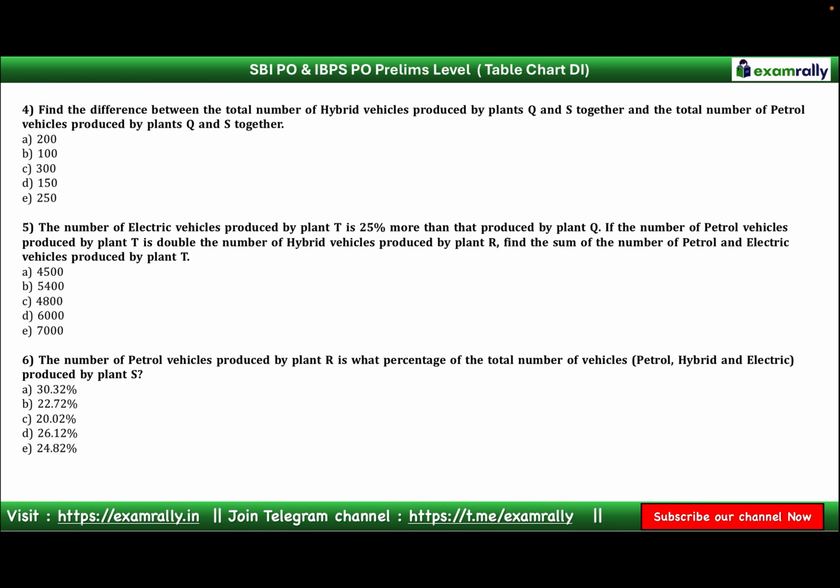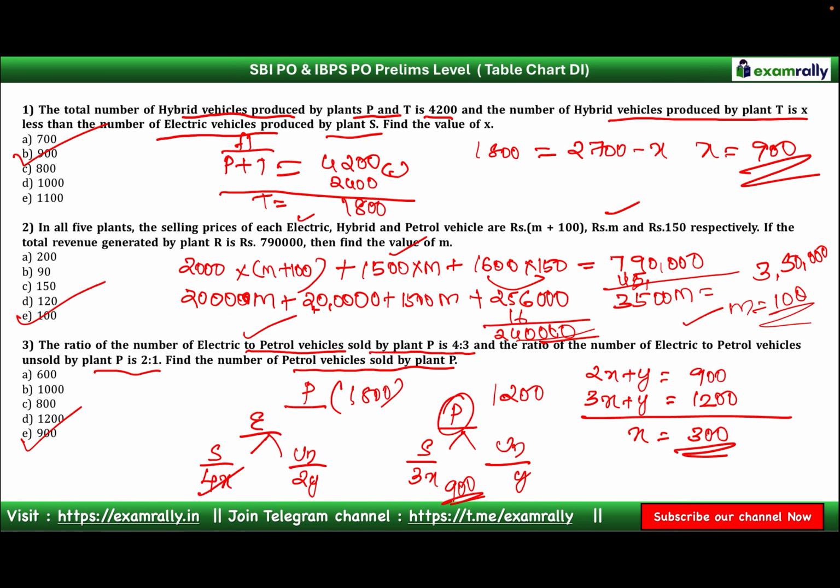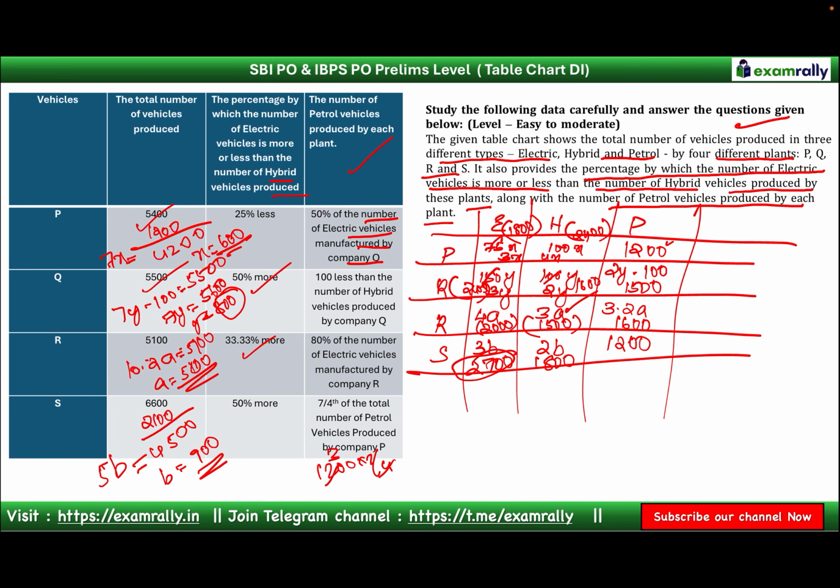See the next question. Find the difference between the total number of hybrid vehicles produced by Q and S, and the petrol vehicles sold by Q and S. They didn't change any other plant. For Q and S, we just have to find the relation of hybrid and petrol. In Q and S, hybrid is how much? Hybrid is 1600 and the petrol is for Q and S.